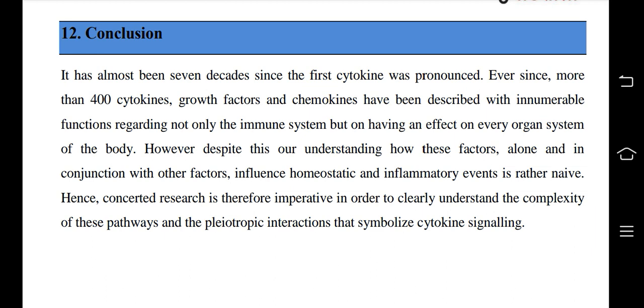So I would like to encourage all of the viewers of this video to research this topic, and cytokine antagonists are also a very important topic for research. Hence, concerted research is imperative in order to clarify understanding of the complexity of these pathways and the pleiotropic interactions that symbolize cytokine signaling.